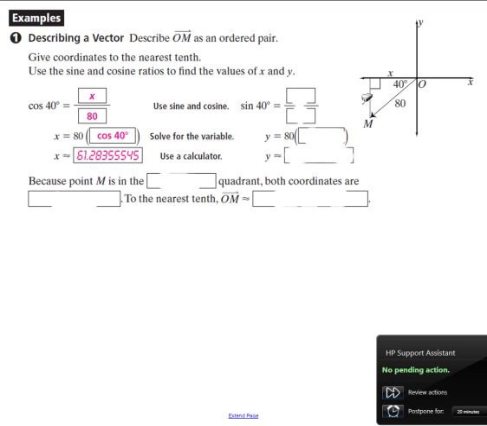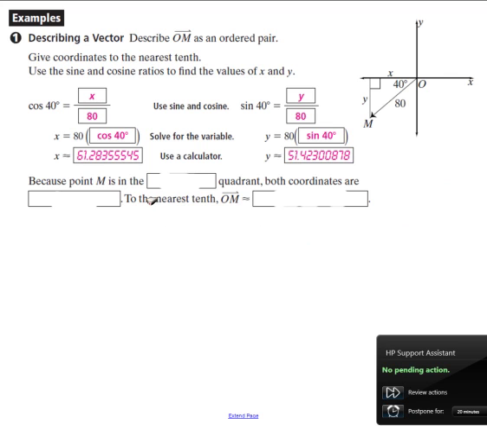And then same thing here, if we're trying to find y, that's the opposite side. So opposite and hypotenuse, we're going to use sine. So sine is going to be y over the hypotenuse, which is 80. Multiply both sides by 80. Punch that into your calculator to get values.